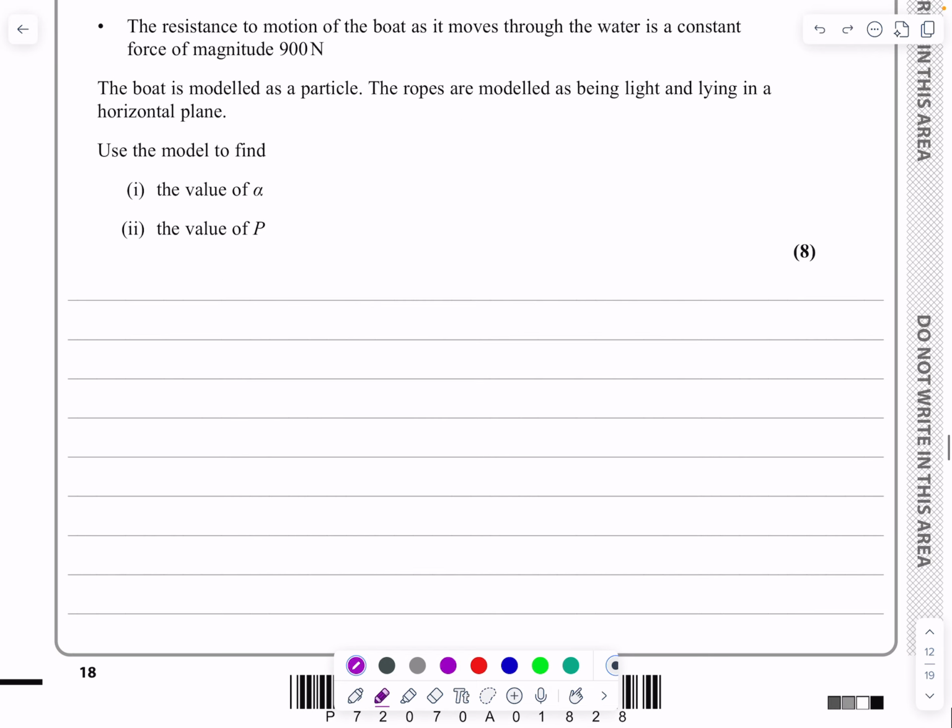We've got a situation where we've got this particle, and we've got a resistance of 900 newtons going that way. But then we've got our 500 newtons acting here. And we've got a force that we don't know, an unknown force, P, acting in that direction. And what we know is that this angle here is 40 degrees and this angle here is alpha.